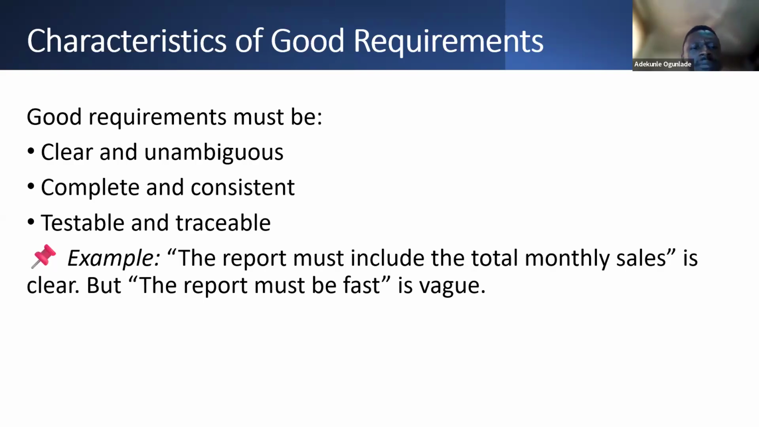Another example is the report must include the total monthly sales. It's clear, but the report must be fast, it's vague. When you say report must be fast, come on, that's not good enough. But when you say the report must include total monthly sales, everybody has the same understanding. And to generate that report, we should have total monthly sales from that report.